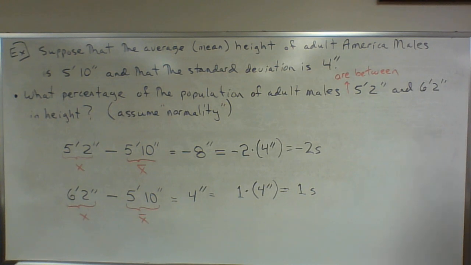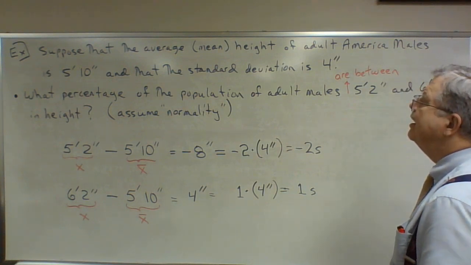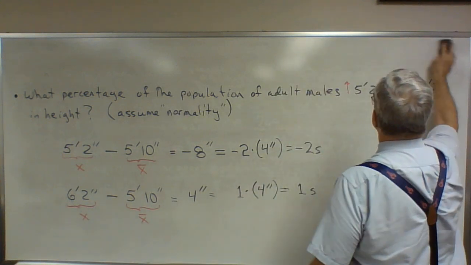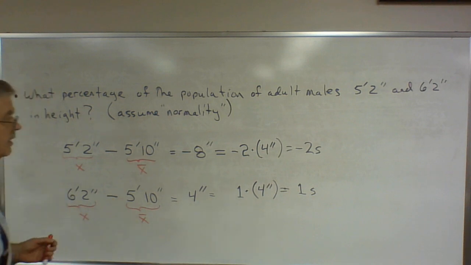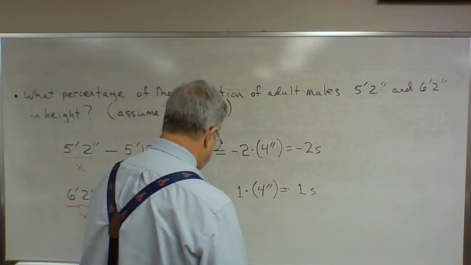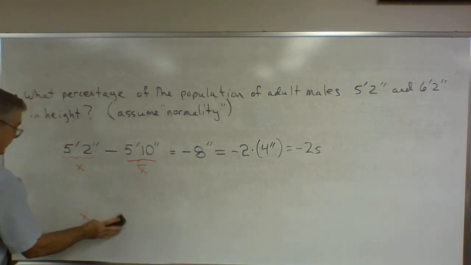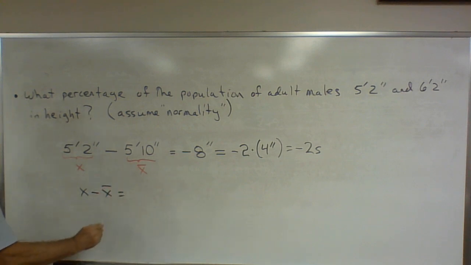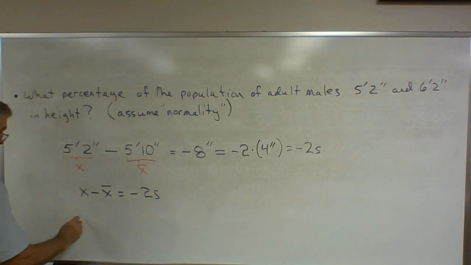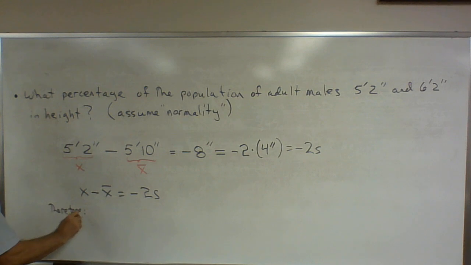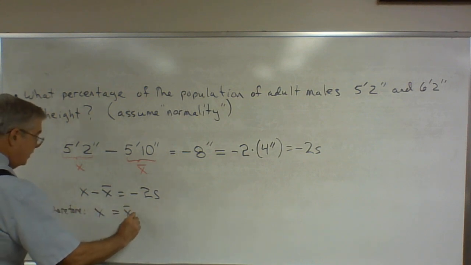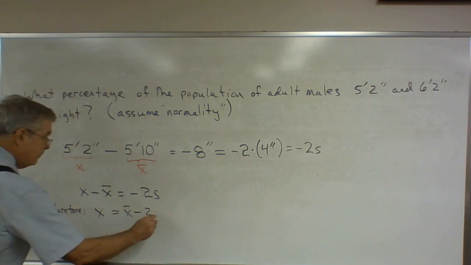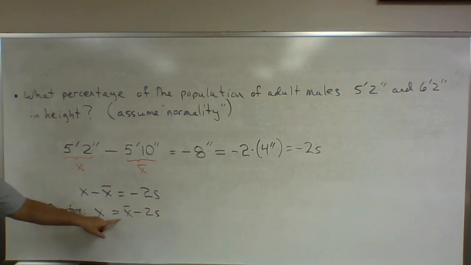I'm going to have to clear out some more board space here. Forgive me, I'm going to have to erase this. In our first case, we have x minus x bar equal negative 2s, and that tells us x equals x bar minus 2s. We add x bar to both sides, and x is equal to x bar minus 2s.